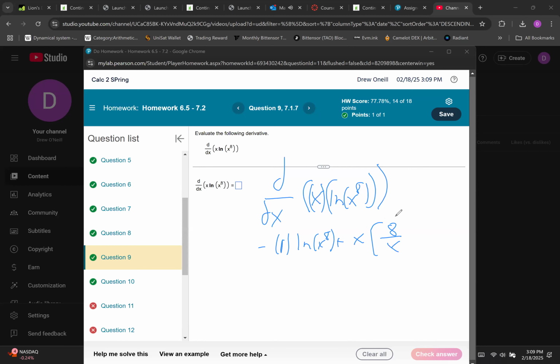And we get rid of the 1. And maybe we'll bring the 8 down front, right? Because if we have an exponent inside our natural log, it comes out. The x's cancel, and we're left with just this as our answer, okay?